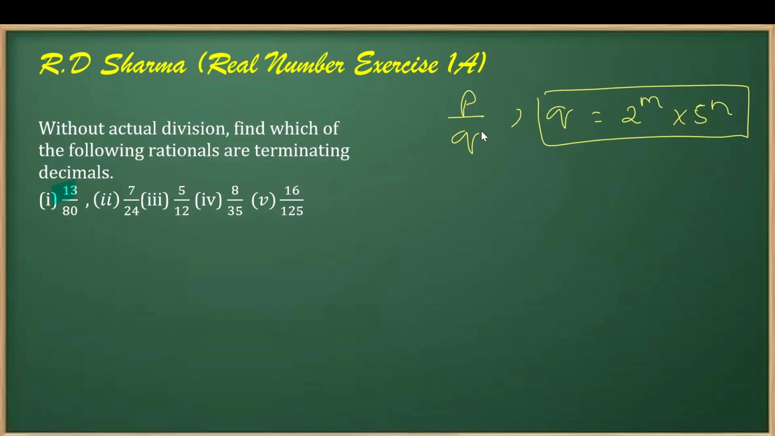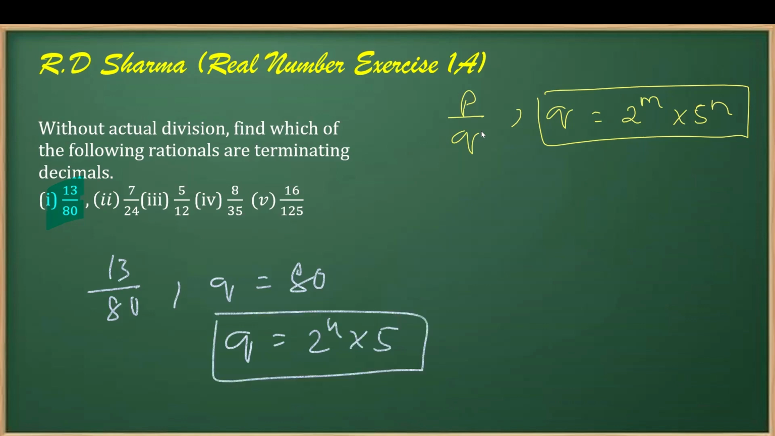In the first part, it is 13 over 80. If I write this number 13 over 80, it cannot be reduced. Here Q is 80. Let's find the prime factorization of 80, which is 2 raised to the power 4, that is 16, into 5. Now check here. Our prime factorization of Q, that is 80, is in the form of this. So we'll say that this is terminating. The first one is terminating.